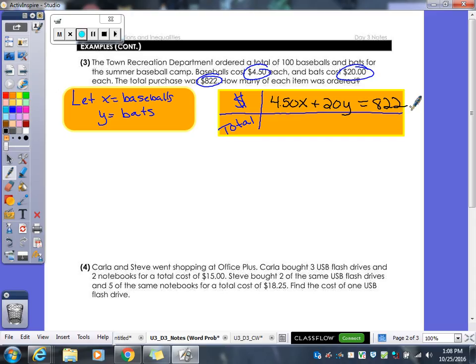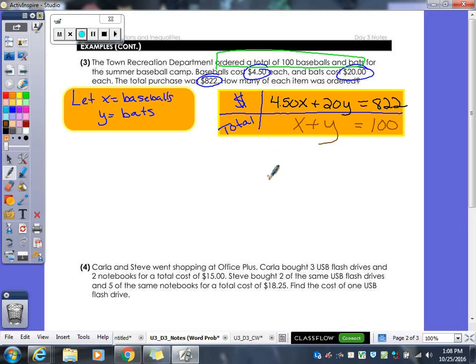All right, now the next one is our total question. They ordered a total of 100 baseballs and bats. That's an equation there. How do I write down here a total of 100 baseballs and bats? I know 100 is going to be over here. I'll give you that part, right? How do I say baseballs and bats total? Very good, X plus Y. So that's your total question. So X plus Y equals 100.